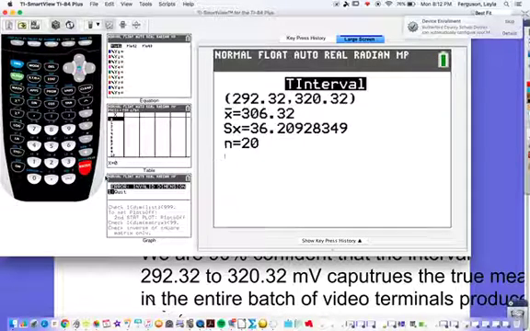Whenever you do that, you get the same thing we did, but in a lot shorter time, and it also gives you the x bar and the standard deviation so that you don't have to work those out doing it either by hand or on the calculator in the one var stats.